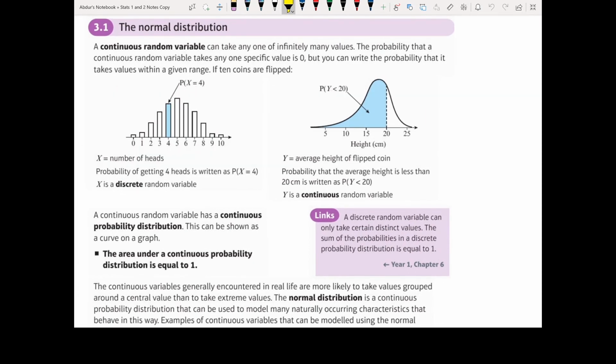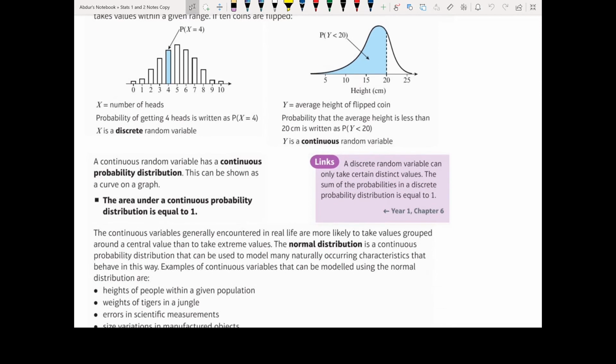The normal distribution. So here we're looking at a continuous random variable which can take any one of infinitely many values. And the probability that a continuous random variable takes any one specific value is 0. But we can write the probability that it takes values within a given range. So the normal distribution is a continuous random variable.